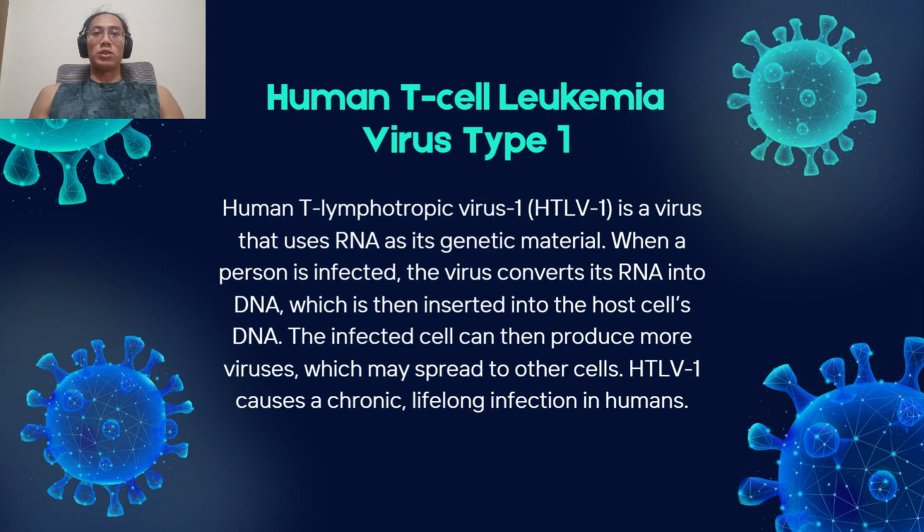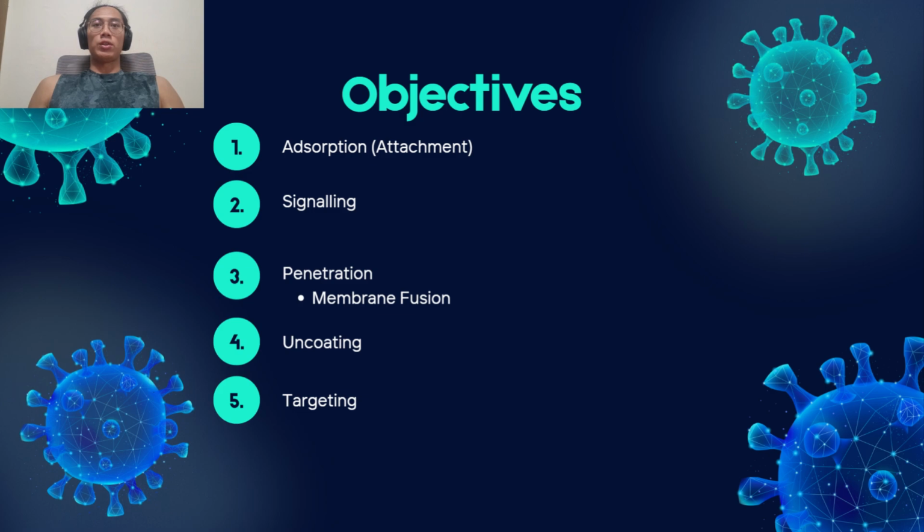One important thing about HTLV1 is that it causes a chronic lifelong infection in humans. For this presentation, we will focus on 5 main areas of the HTLV1 infection process. These are adsorption, signaling, penetration, uncoating, and targeting. These steps help explain how the virus attaches to the cells, enters them, and affects normal cell functions.